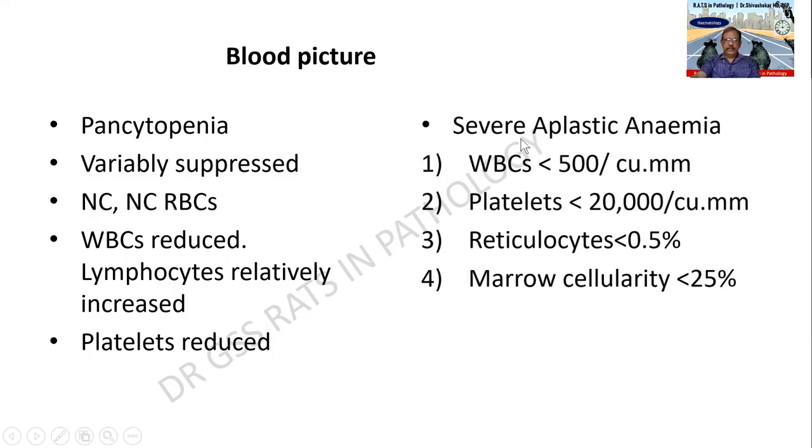There is also something called severe aplastic anemia, wherein the WBCs can be as low as 500 per cubic millimeter, platelets less than 20,000, and reticulocytes. In fact, reticulocytes will be almost zero. It is less than 0.5%. And the marrow cellularity is less than 25%. So this is the blood picture. Though it is non-specific, we will have to write it in the answer.